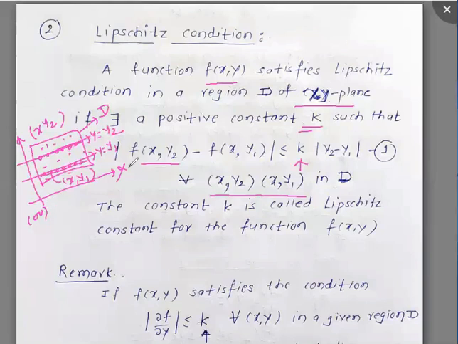So when the difference f of x comma y2 minus f of x comma y1 is less than or equal to k times y2 minus y1 for all points x comma y2, x comma y1 in the region D, then we say that the function satisfies the Lipschitz condition in this region D, and k is called the Lipschitz constant.